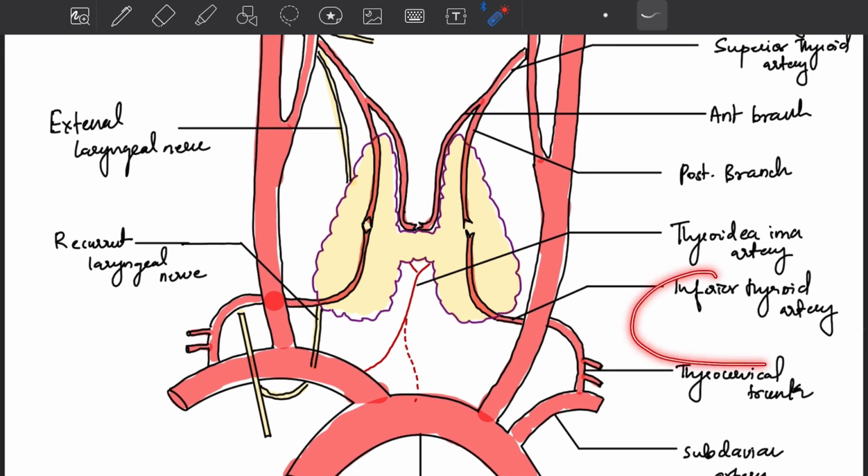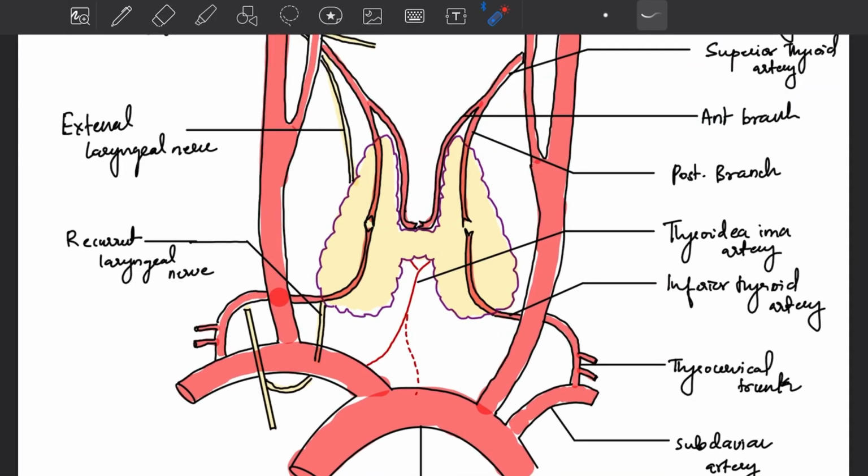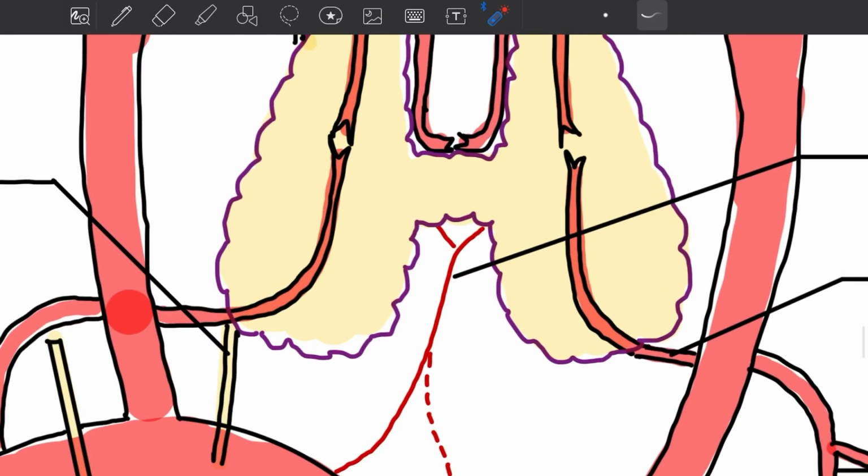Coming to the other artery, the inferior thyroid artery is a branch of the thyrocervical trunk, which arises from the first part of the subclavian artery. We have another branch called the thyroidea ima artery, which is present in only 30% of individuals. It arises either from the brachiocephalic trunk or directly from the arch of aorta, and it is in relation with the inferior border of the isthmus.